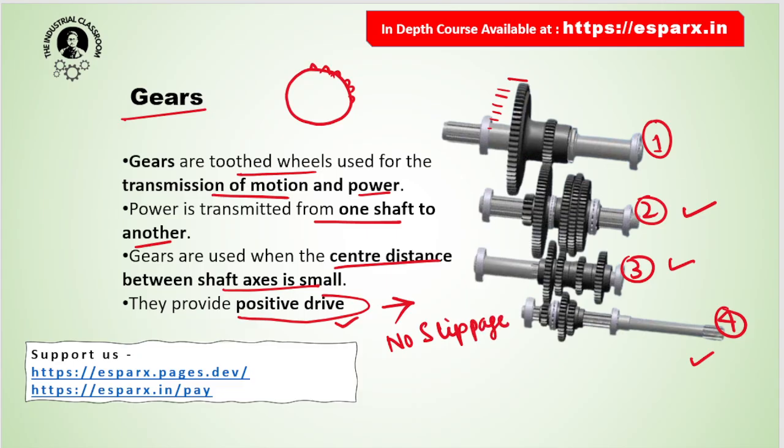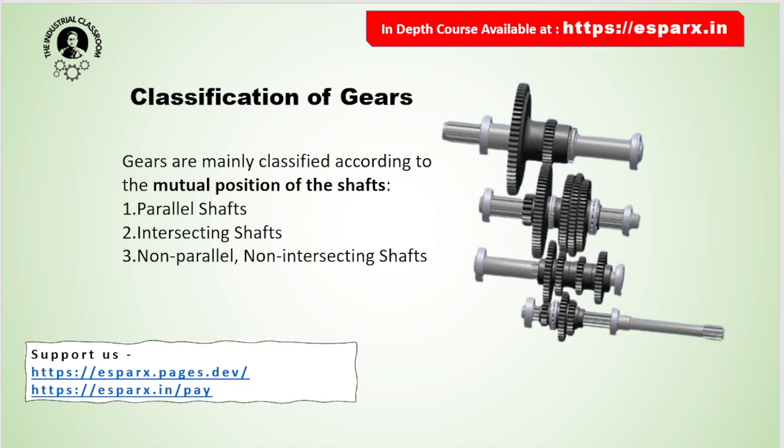Okay. Next, if we see the classification of gears, then we can classify them into parallel shafts, intersecting shafts, non-parallel shafts, and non-intersecting shafts. Remember, it is a very important topic. Whenever we come to parallel shafts, remember that the axes of rotation are parallel to each other. Okay, this is parallel shaft.